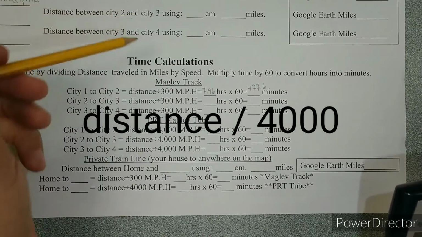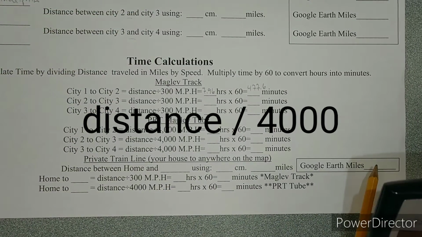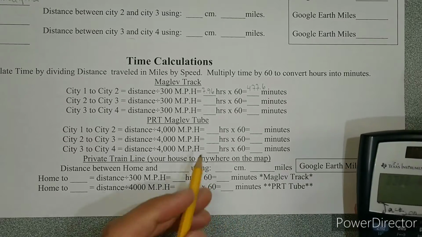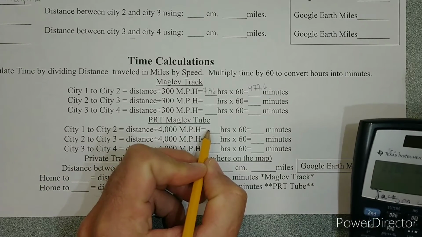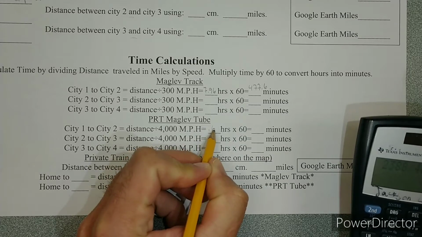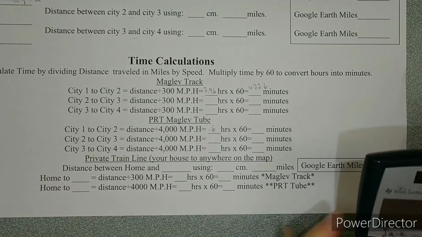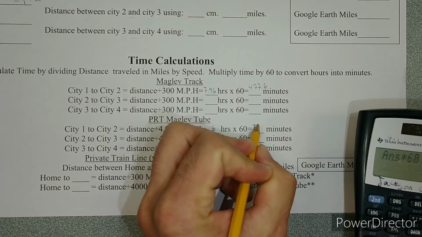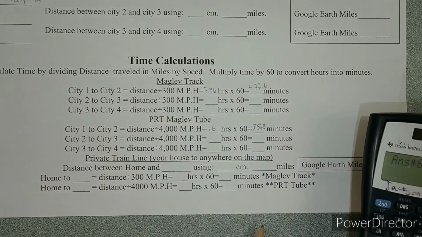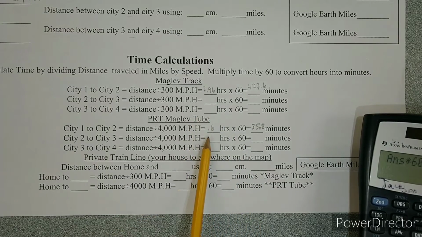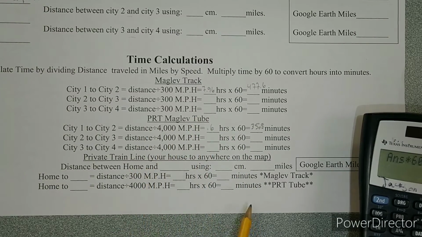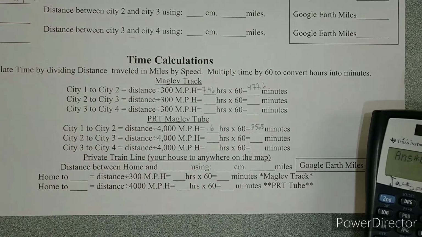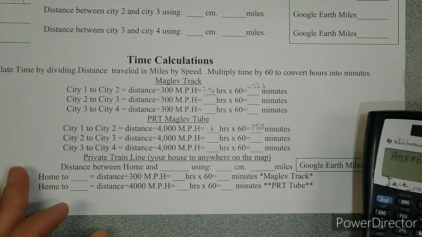Same first, second, and third ones here. So I have 2,388 divided by 4,000. And I get 0.597, so I'm just going to round that up to 0.6 hours. Multiply that by 60, and I get 35.8 minutes. So I went from almost 8 hours to less than an hour by increasing my speed here. Okay? So do that for each of your cities, for each of your connections, to figure out what it is.